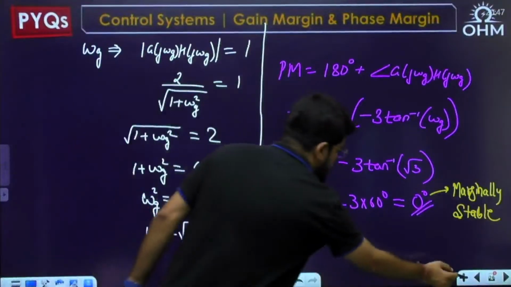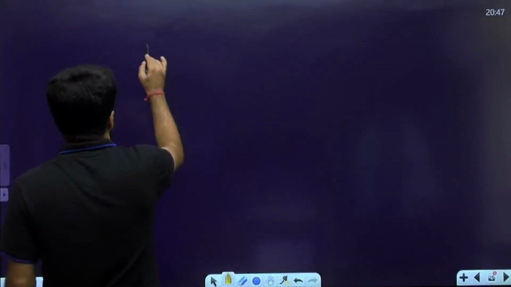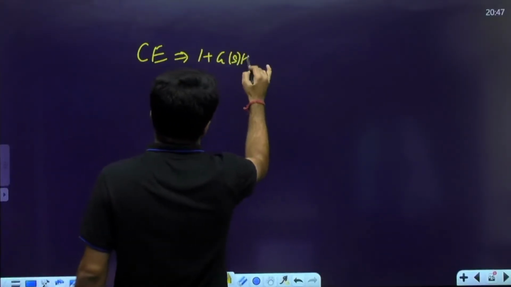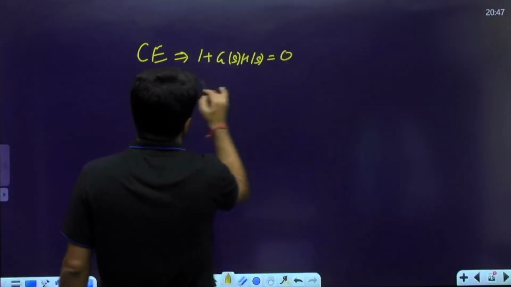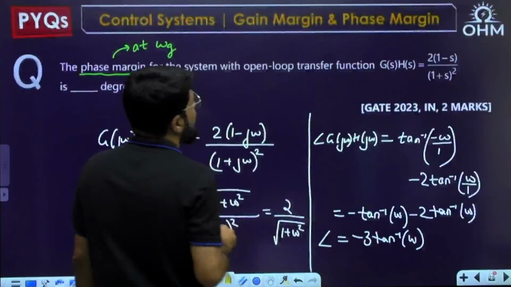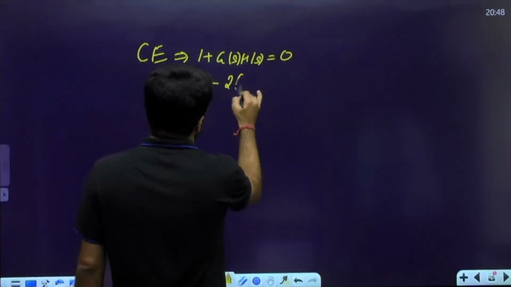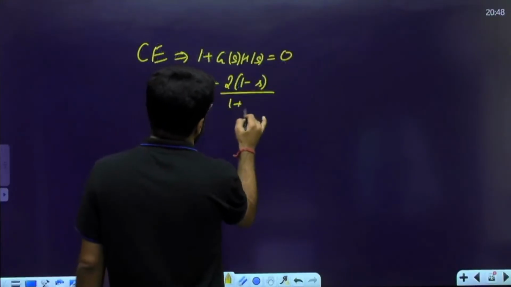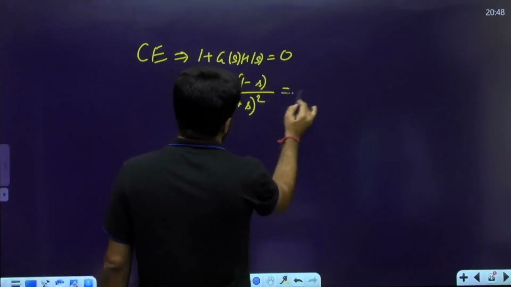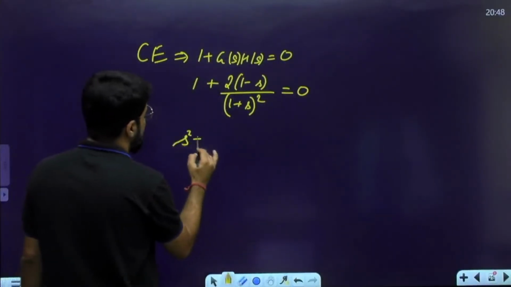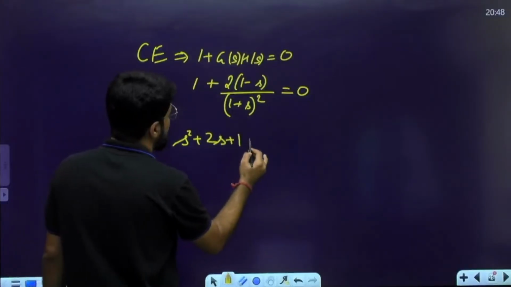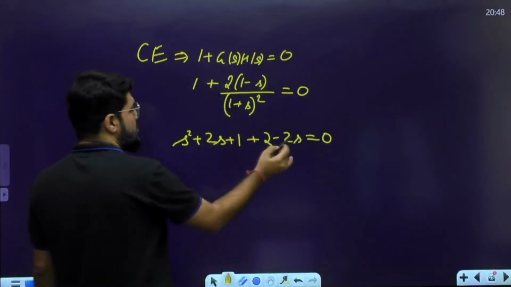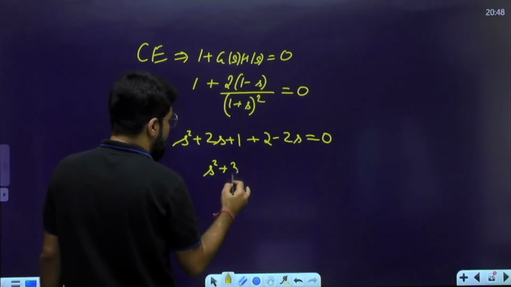Okay. Now, just a small explanation. What is the characteristic equation here? We know that the characteristic equation is given by 1 plus G(s)H(s) equal to 0. So 1 plus 2(1 minus s) divided by (1 plus s) whole square equal to 0. That is s square plus 2s plus 1 plus 2 minus 2s is 0. Now see, 2s cancel. s square plus 3 equal to 0.